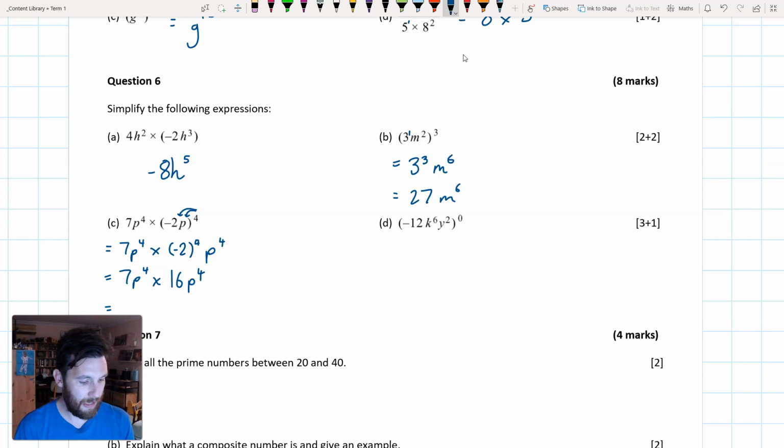7 times 16, I'm going to cheat a little bit for this one for some quick maths. Yeah, very good, 112. And p to the power 4 times p to the power 4 would be p to the power 8.